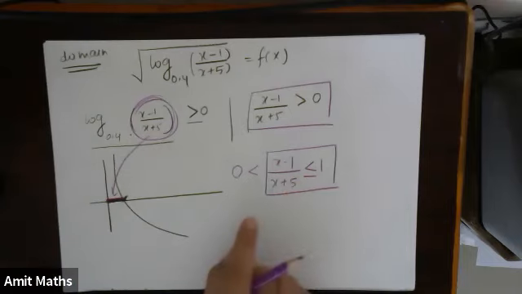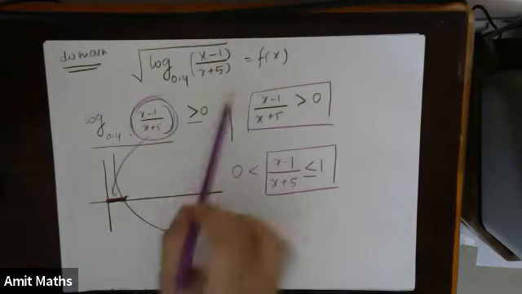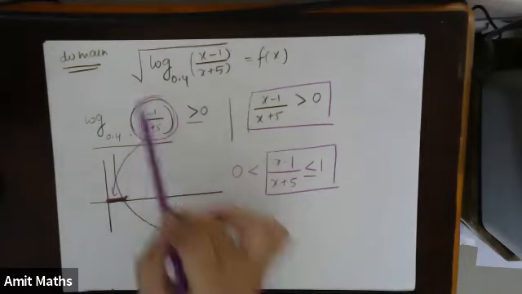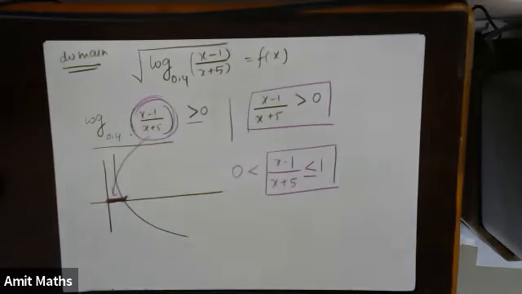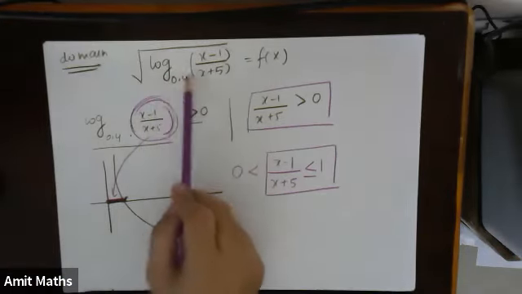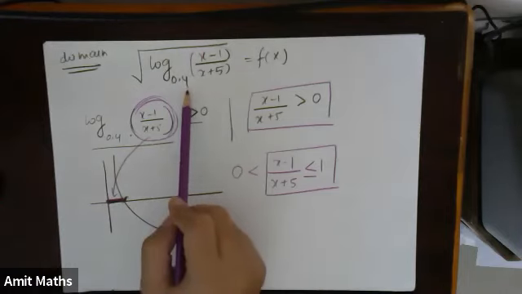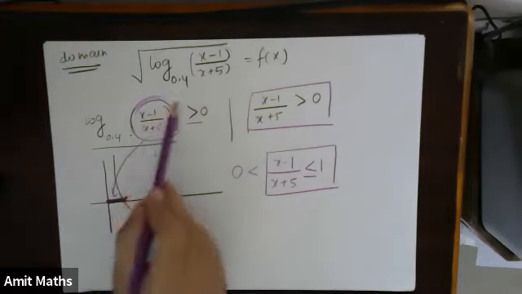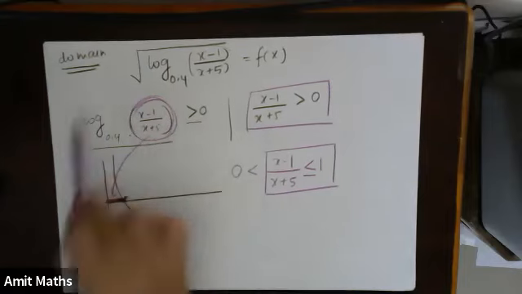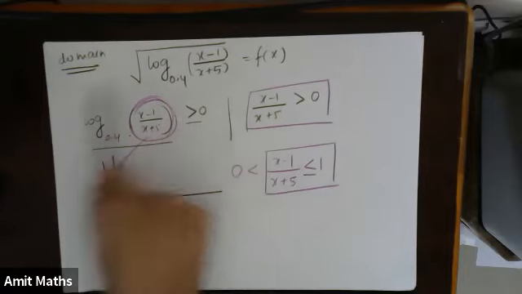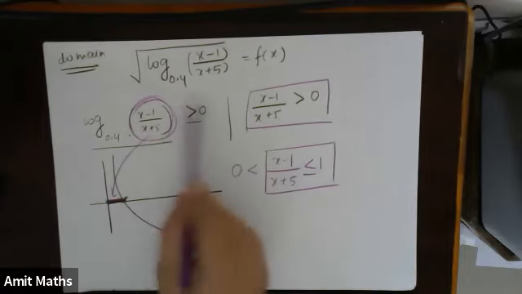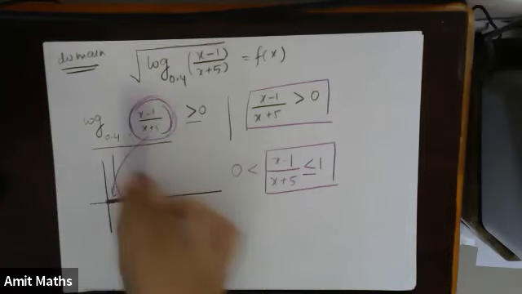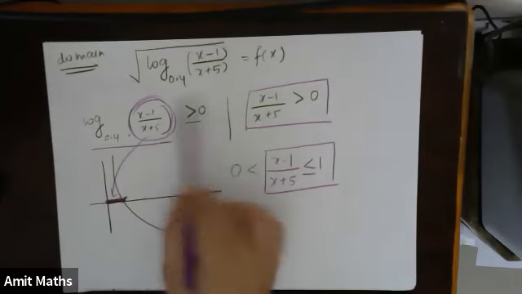I hope everybody understood. I'll repeat it once again. This is a root question, and inside the root they have given us a log with weak base. So the first thing is that whatever is inside the root has to be greater than or equal to 0.